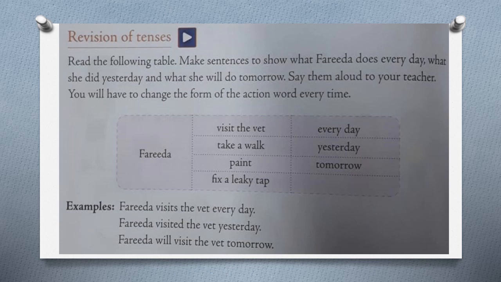Children, let's do revision of tenses. Read the following table and make sentences to show what Farida does every day, what she did yesterday and what she will do tomorrow. Say them aloud to your teacher. You will have to change the form of the action word every time. So children, here is given subject Farida and action words: visit the vet, take a walk, paint, fix a leaky tap. See the example and try to make sentences.